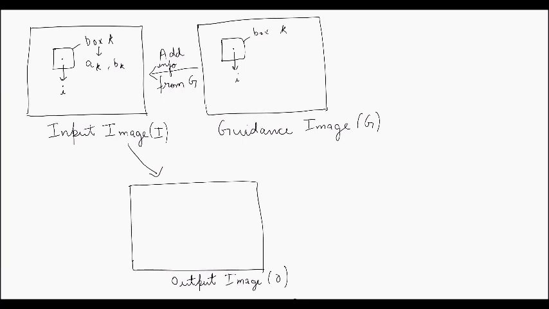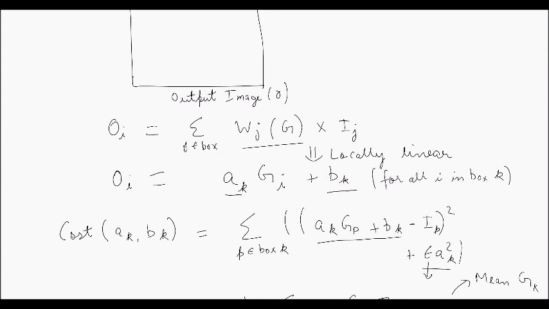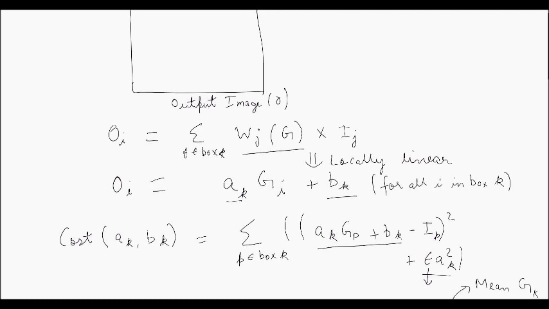We do the same operation for all pixels between the two images, and that is how we generate the output image O. So let's take a look at the operation that is performed per pixel. The output at any pixel I is basically a result of multiplying each pixel in the input image with some sort of weight that I'll generate using the guidance image G for that particular pixel.